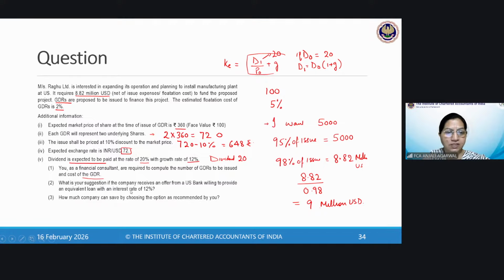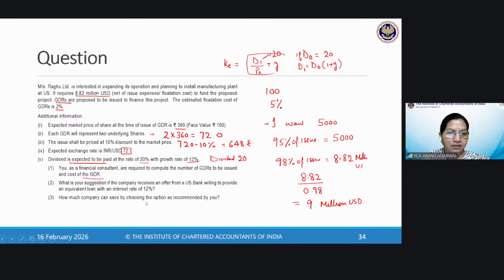18.3%. What is the suggestion if the company can receive an offer from a US bank which is willing to provide an equivalent loan for 12%? So obviously 12% is less than 18.3%. It will be cheaper to raise the money through a loan. However, you have to look at your existing leverage, how much you are already exposed. So there has to be a reasonable debt equity ratio. You have to take that into consideration. As such, if you look at the cost, definitely 12% is cheaper as compared to the GDRs.